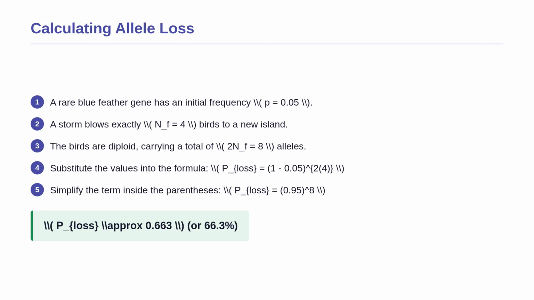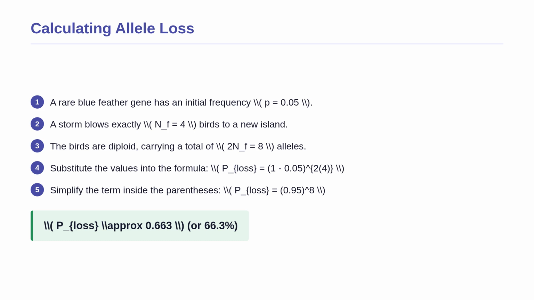Let us apply this formula to a concrete example. Imagine a mainland bird population where a gene for blue feathers is rare, with a frequency of just 5%. So P equals 0.05. A storm blows exactly 4 birds to a remote island, so our number of founders, NF, is 4. We want to find the probability that the blue feather gene is completely lost.